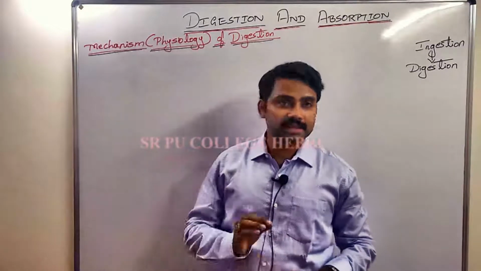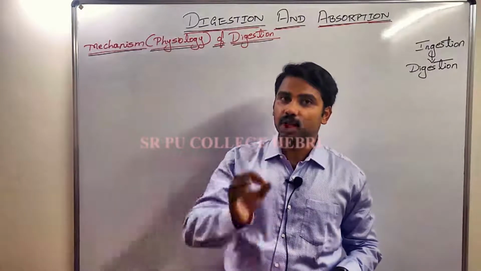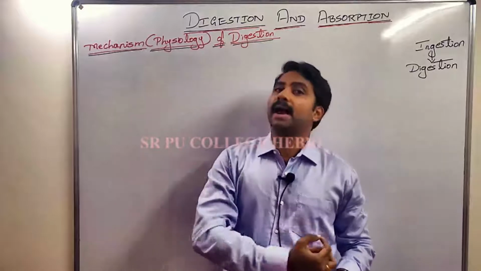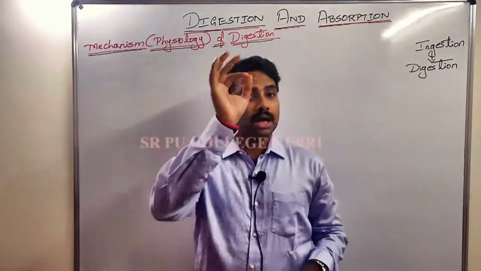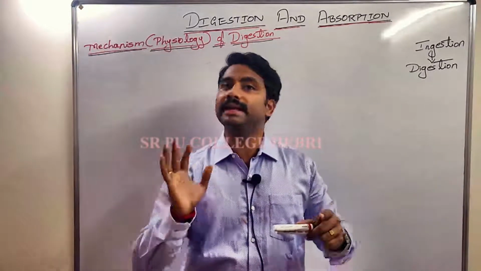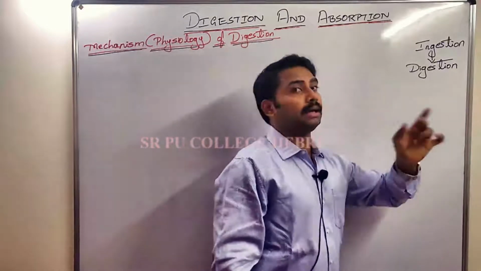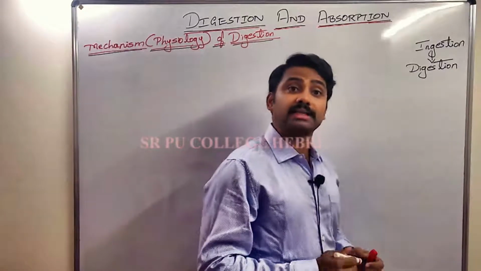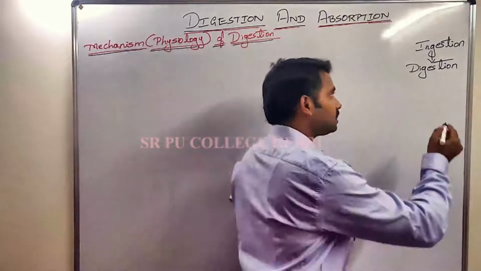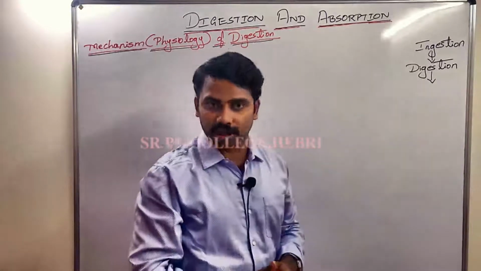Before listening to this lecture, I request you first go through the different enzymes of saliva, gastric juice, bile juice, pancreatic juice, intestinal juice. If you are thorough with that, the mechanism of digestion becomes very easy for you. Clear? Anyhow, remember that both mechanical and chemical digestion of the food occur in our alimentary canal or the GI tract. Once digestion is over, the end products of digestion are formed.